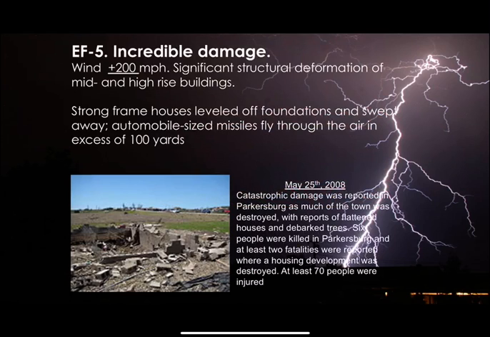This picture is from 2008, where catastrophic damage was reported in Parkersburg as much of the town was destroyed, with reports of flattened houses and debarked trees. 6 people lost their lives, and at least 2 fatalities were reported where a housing development was destroyed, and at least 70 people were injured. Look at this picture. The home is no longer there.